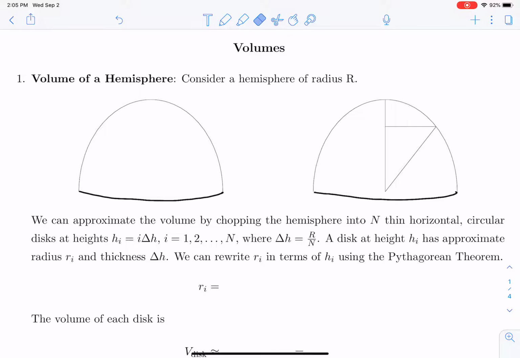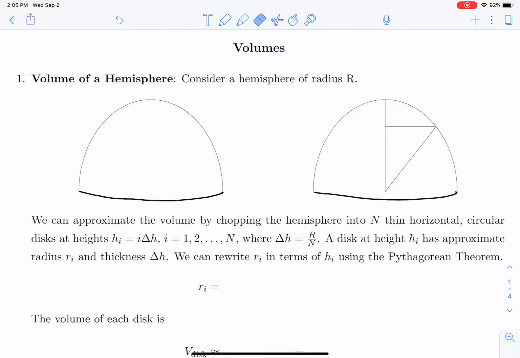I would like to use the same principle to find volumes. So suppose we didn't know how to find the volume of a sphere. Could we use that same technique to find the volume of a hemisphere? So what I'm going to do is slice the volume of the hemisphere into cylindrical slices.